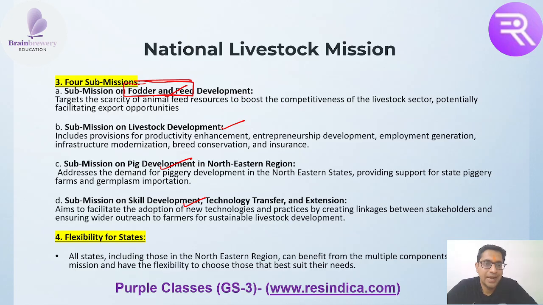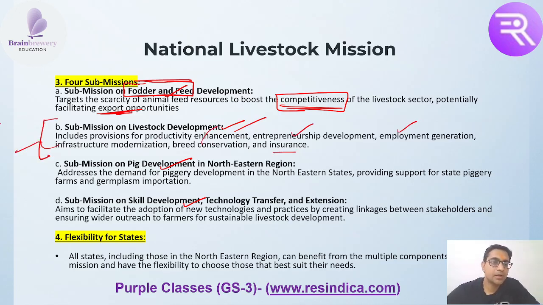Animal food, animal fodder material is the main thing which determines the quality of the product that they are going to generate, right? And once we are providing them with good quality fodder and feed, obviously it improves the competitiveness of our international market, because then our export opportunities will also increase because of the good quality products. Then livestock development, like enhancements, entrepreneurship development, employment generation, infra modernization, breed conservation, insurance.